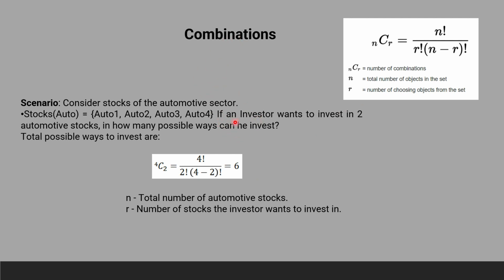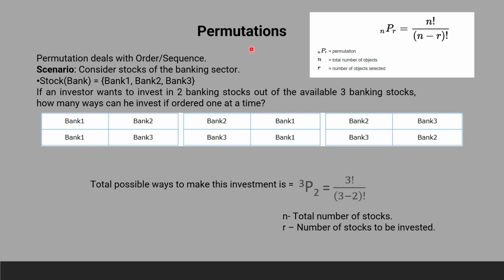That means if you want to choose something or select something. Okay, so the next is permutation. Permutation deals with order or the sequence. And here's the formula. Here the r factorial is not there. In case of combination there is an extra r factorial beside this bracket, or outside this bracket. That means r factorial is multiplied with (n minus r) factorial in case of combinations, but in case of permutations it is just n factorial upon (n minus r) factorial, where n is the total number of objects and r is the number of objects selected.